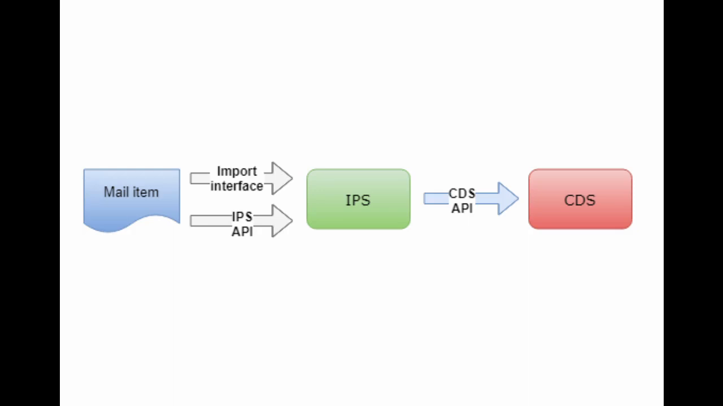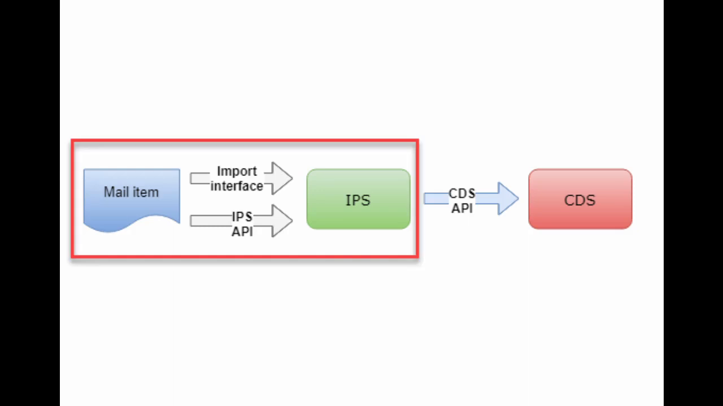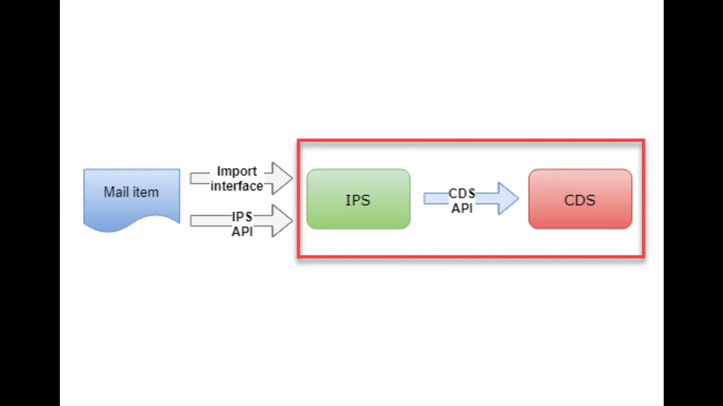Creating customs declarations in CDS via IPS is a two-step process, with an interface to inject data into IPS and an interface out of IPS to inject data into CDS. We will work backwards from CDS, creating the interface from IPS to CDS first. This is what will trigger the creation of a declaration in CDS after importing a mail item into IPS with associated customs information.